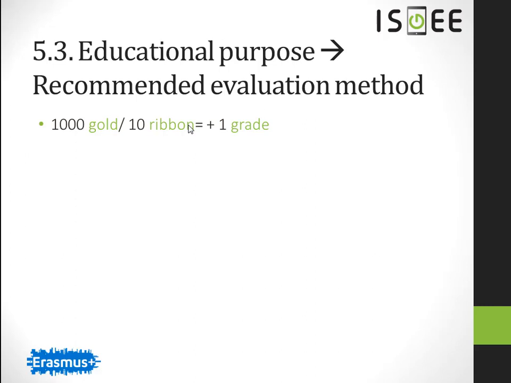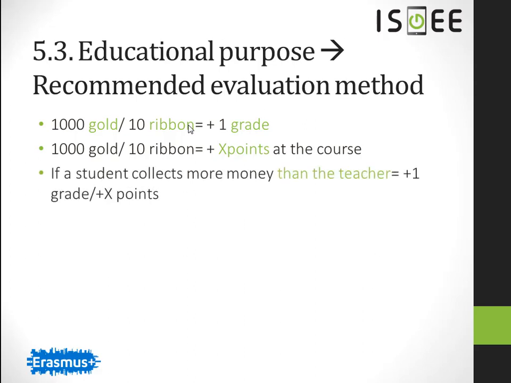We also give recommendations about how to evaluate. The simple one is that the teacher tells you to collect 1,000 gold, or 500 or 8,000, it doesn't matter, or 5 ribbons or 10 ribbons, which means plus 1 grade, or plus X points in the course. Or if the teacher is willing to play, he or she can offer that if the student collects more money than the teacher, that means 1 grade or extra points.